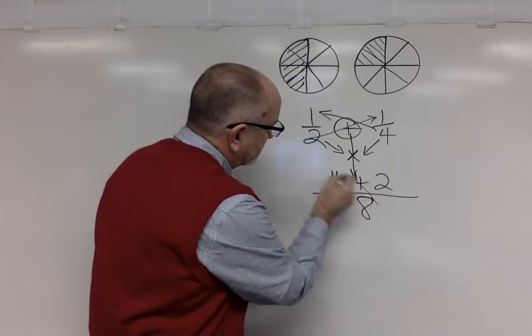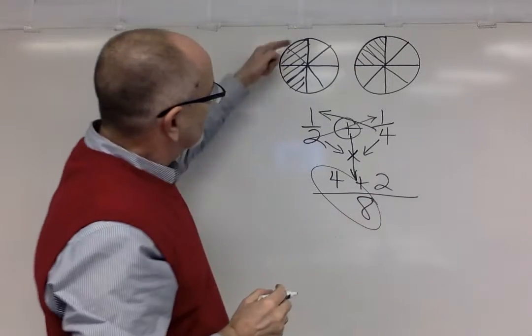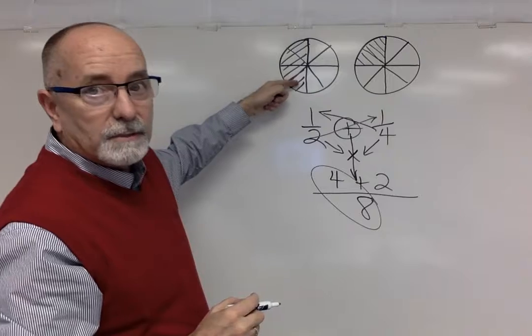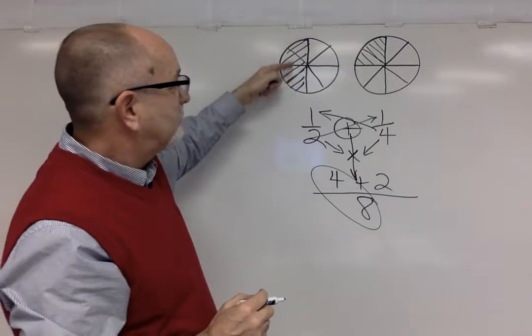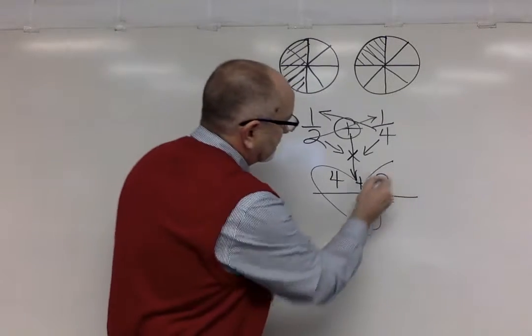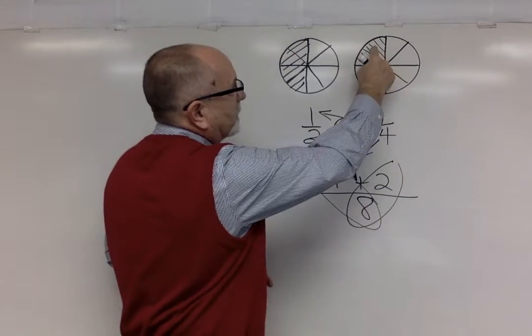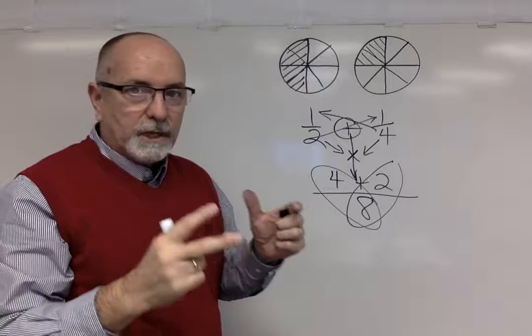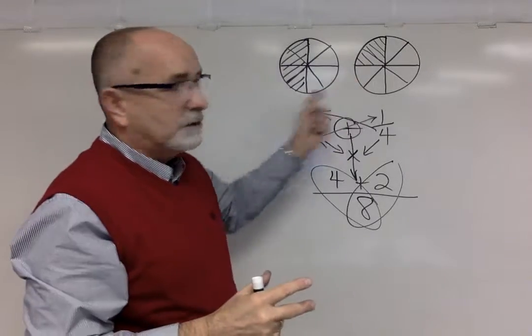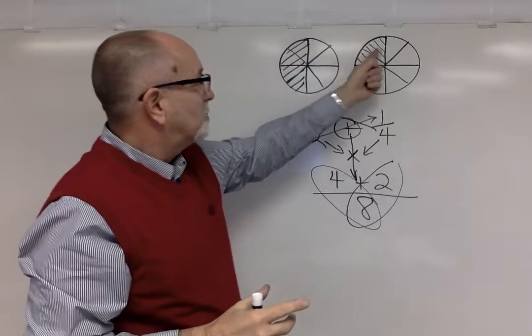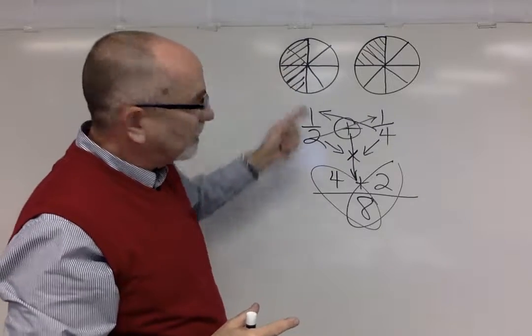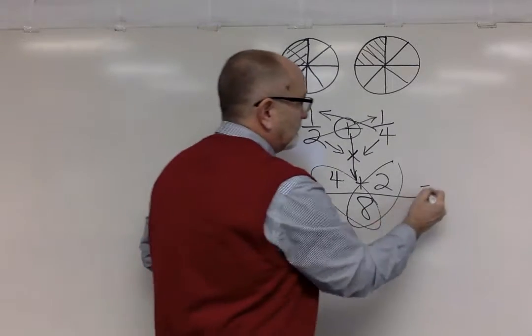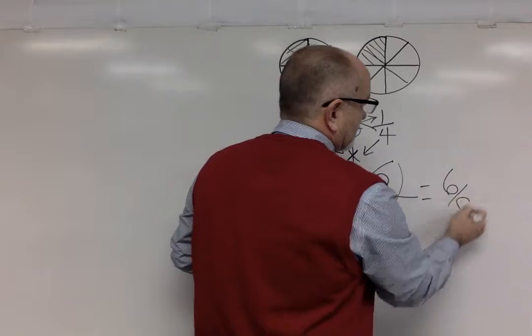Look at this one: 4/8. 1, 2, 3, 4 parts. That's 4 out of 8. And this one, what is it? Oh, 2 parts out of 8. I have the total parts that I can add together because all the pieces are the same size now. I have 2 over here and I have 4 over here. I add those numerators together and I get 6/8.